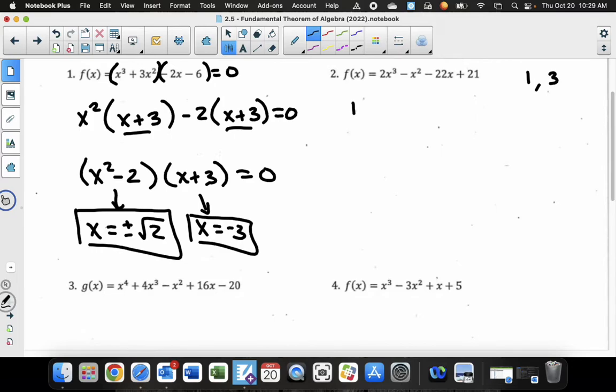So if I take 1, I'm going to put it in a little box here in the corner. And the nice part about synthetic division is you take out all the variables and you just use the coefficients. So instead of 2x cubed, I'm just going to put down a 2. Instead of -x squared, I'm just going to put a -1. And then the -22 and the +21.